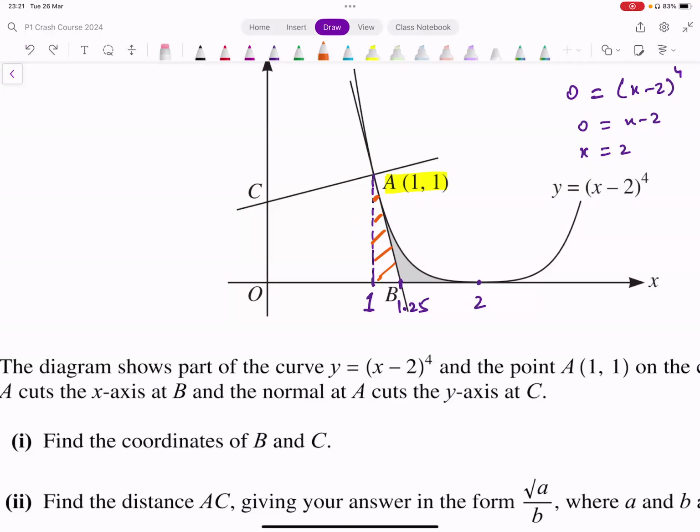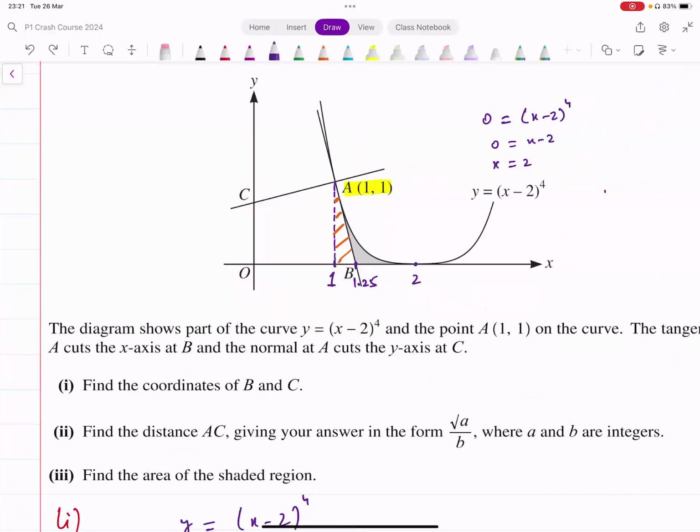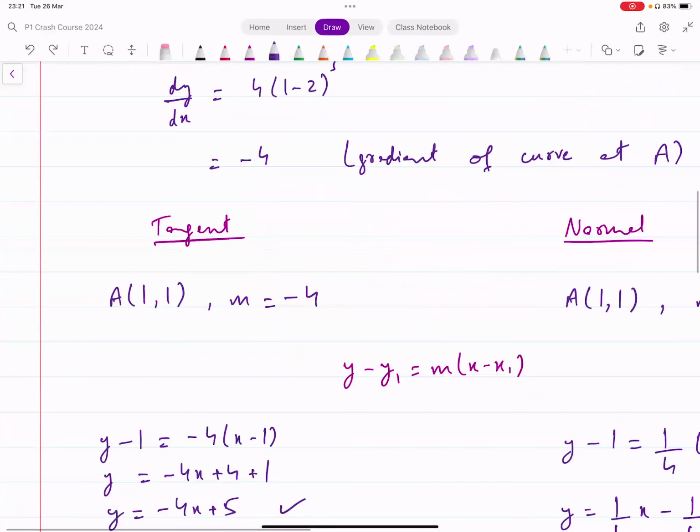Yeah, so the area would be 0.125, half into base into height. You just subtract that from the area under the curve, right? So you can do it either way. You can do integration for that as well, and that's perfectly okay. That will give you the same result as well. So let's calculate this now.